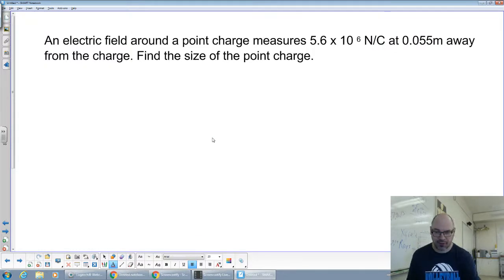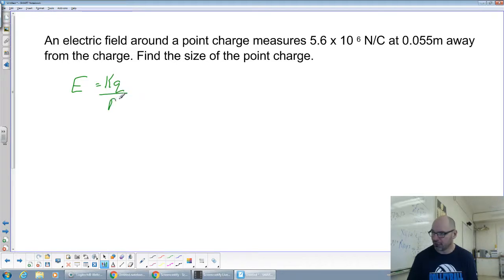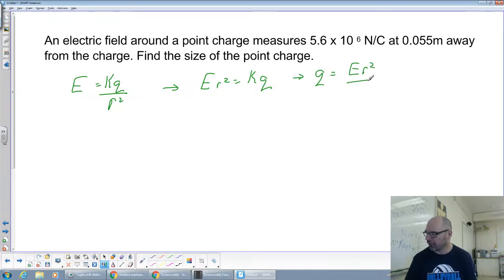So in this case, we have our electric field formula, E equals KQ over R squared. We want to solve for Q. So if we want to solve for Q, we're going to multiply by R squared. So it's going to be E times R squared equals KQ. If we want to get the Q by itself, we divide by K. So Q then is going to equal E R squared over K. So we can plug our numbers into that.